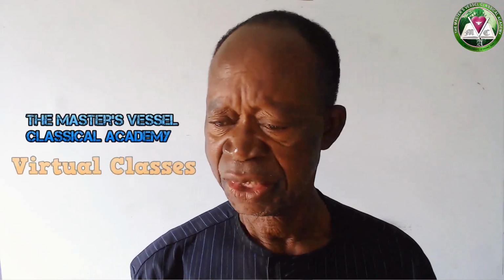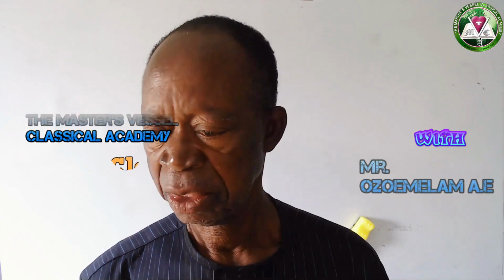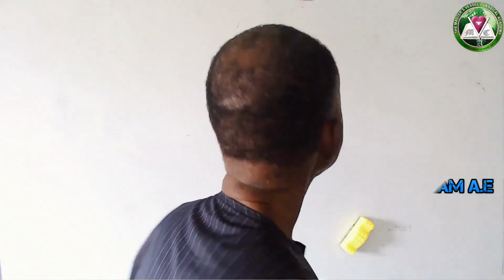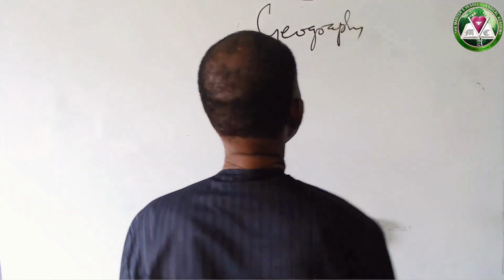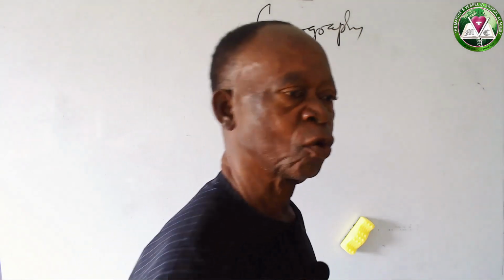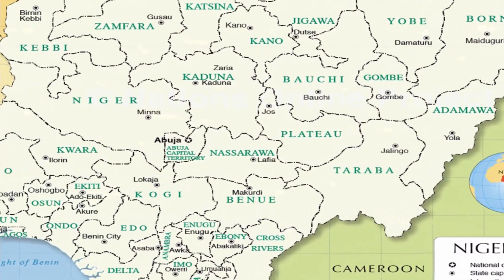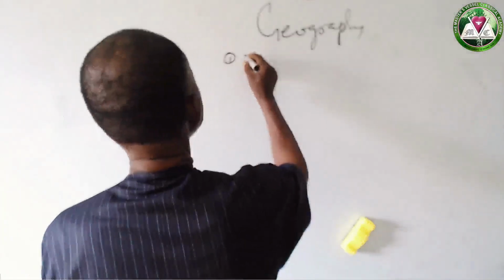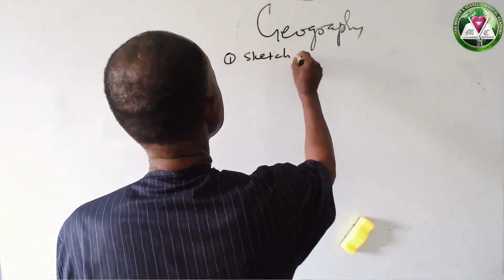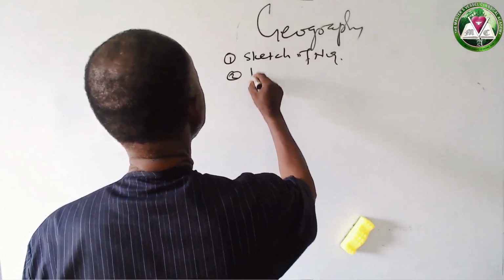Ozoemelam AE is now teaching geography, and the topic for today is Nigeria, some aspects of Nigeria, which will cover only the way to sketch Nigeria, because students are always expected to do a sketch of Nigeria, and its position.